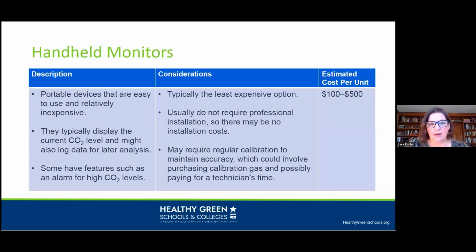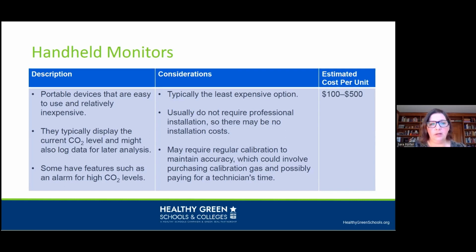So the first one is handheld monitors. These are portable, they're easy to use, they're typically the least expensive option, and if your schools aren't doing any of this monitoring yet, they're a great first step to get you going. All of these things that we look at are going to require regular calibration. So all of the options require that sort of maintenance. But these don't require professional installation. Training is usually pretty straightforward and easy. So again, a good starter option.